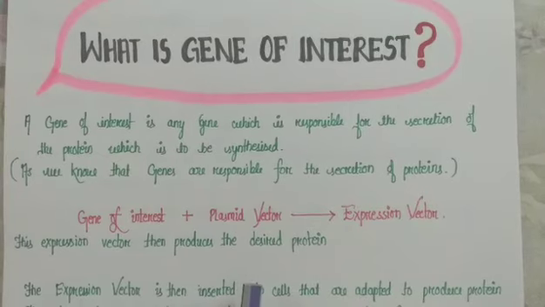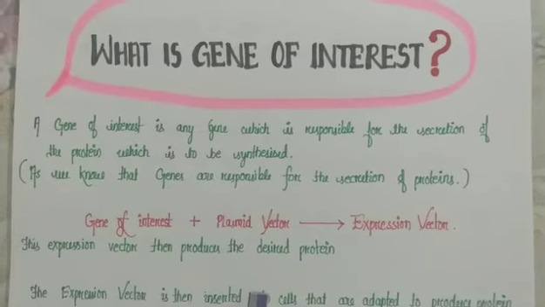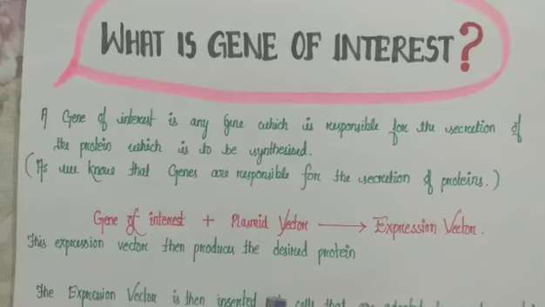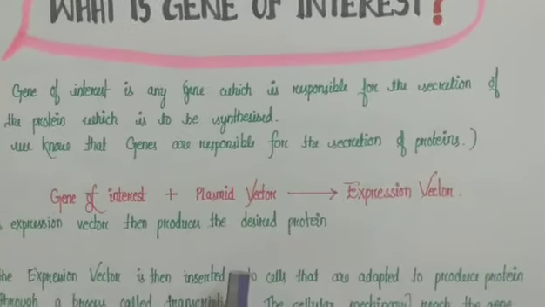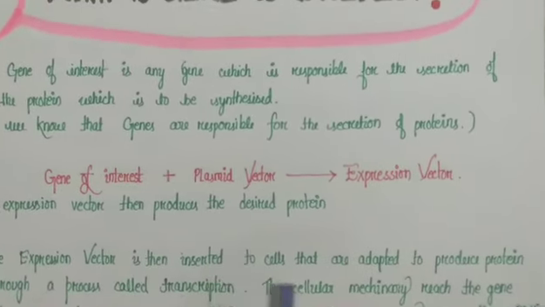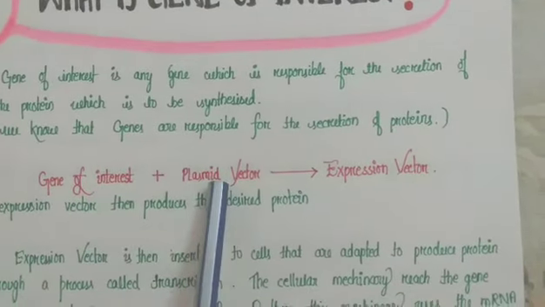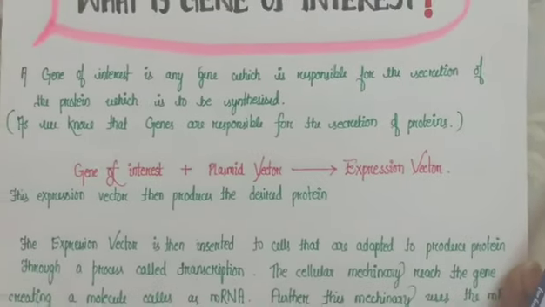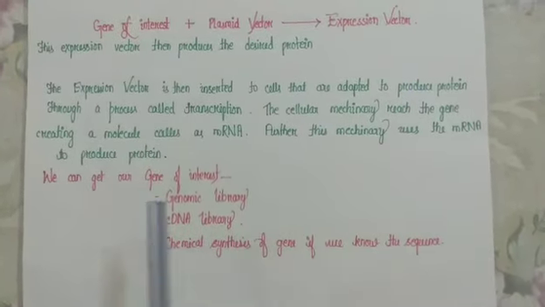Like in order to cure a diabetic patient, what we need is insulin, because the patient is lacking insulin. So in that case we will take the gene which is responsible for the secretion of insulin and perform our experiment or this process with that gene. So in the case of a diabetic patient, the gene responsible for the secretion of insulin hormone is our gene of interest. I hope you are all clear about what a gene of interest is.